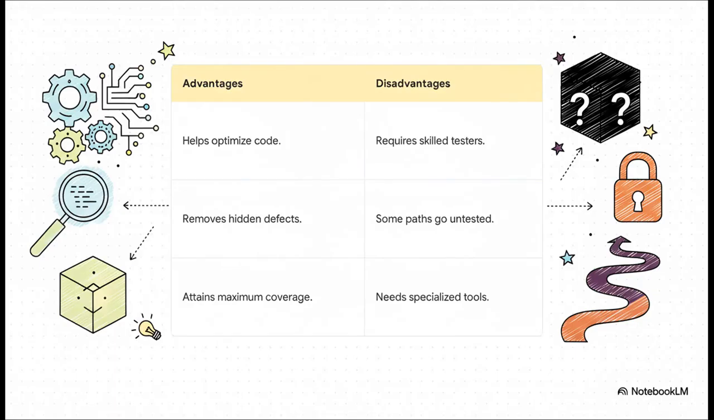Now, all that power comes at a pretty steep price. Don't get me wrong, white box testing is incredible for optimizing code and finding those really sneaky hidden bugs a user would never, ever find. But here's the catch. It requires highly skilled testers, which means it's more expensive. On top of that, with any complex piece of software today, it is practically impossible to test every single potential path the code could take. You often need special, complicated tools just to get the job done.